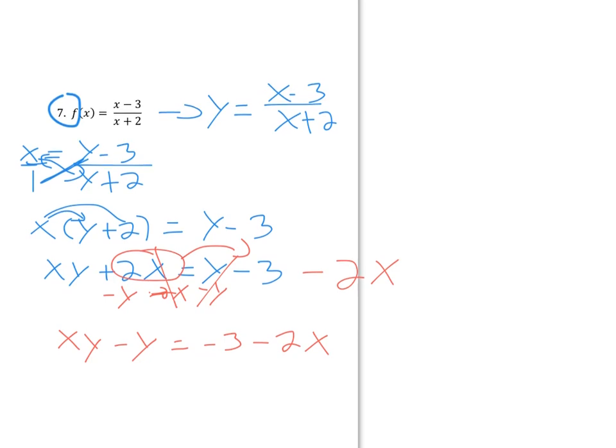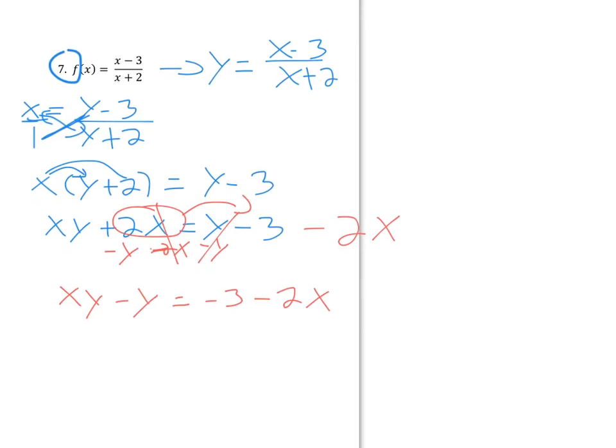Okay. All right, now here's the key part. Since I have all y's by itself, on the left side I can factor out a y. So if I factor out a y, then I'm going to get x minus 1. And just like that, we go from two terms that have y's in it to just one. And then this equals this negative 3 minus 2x.